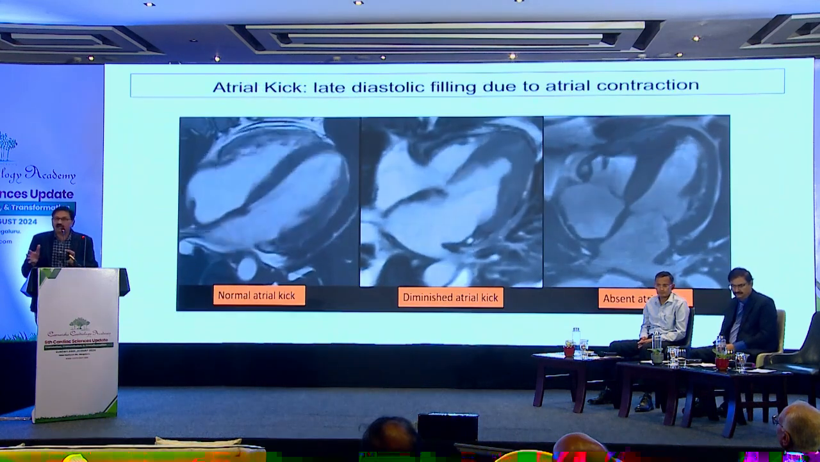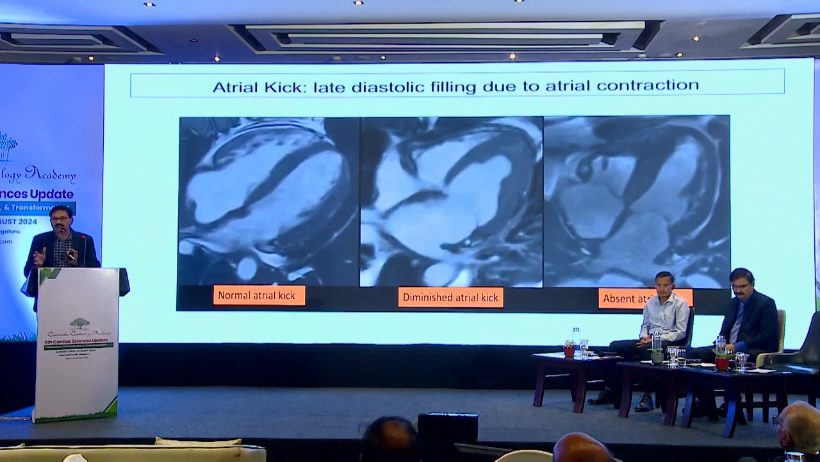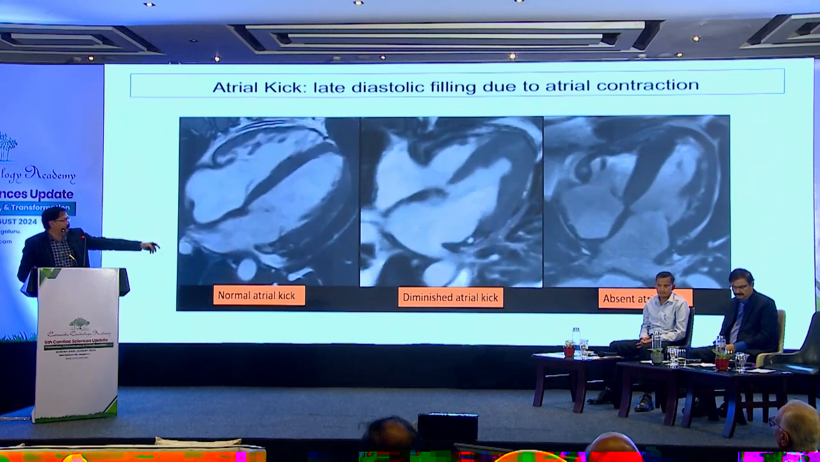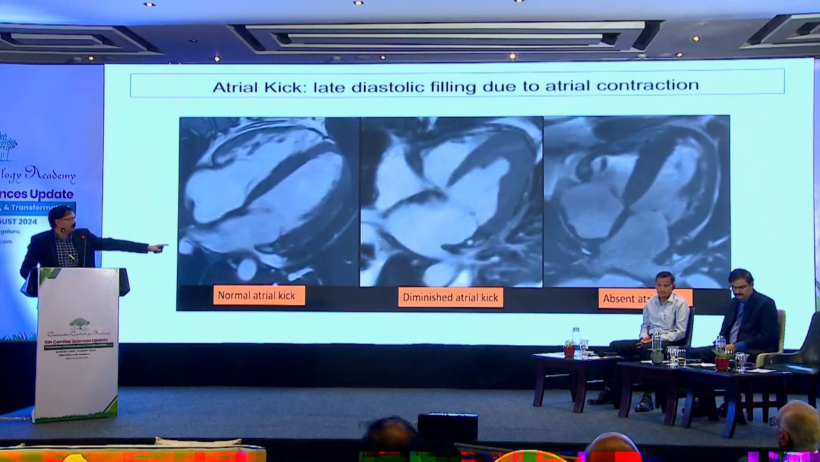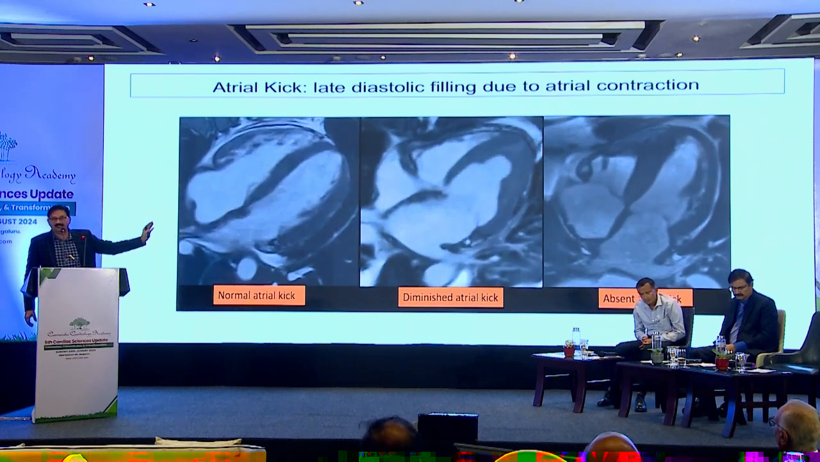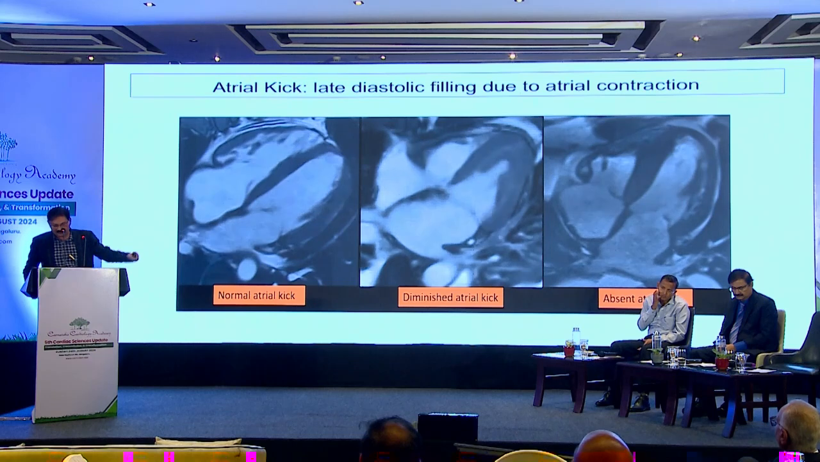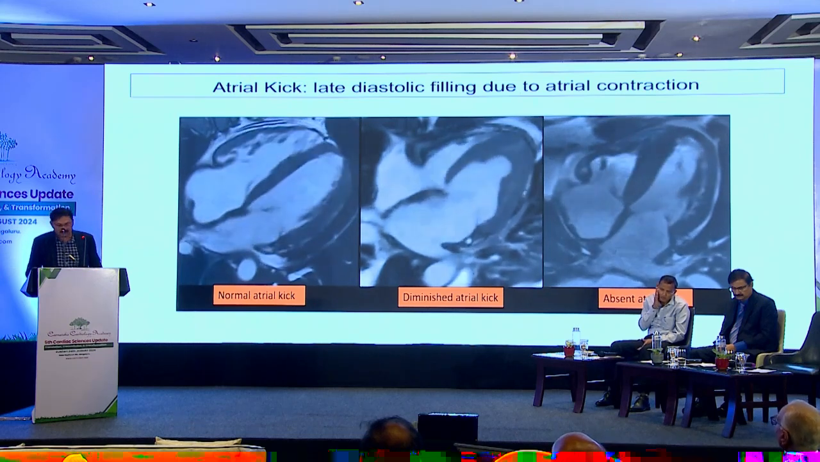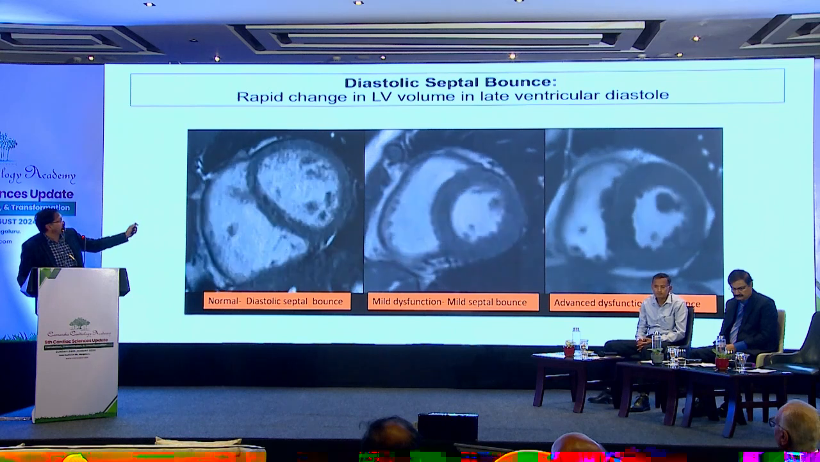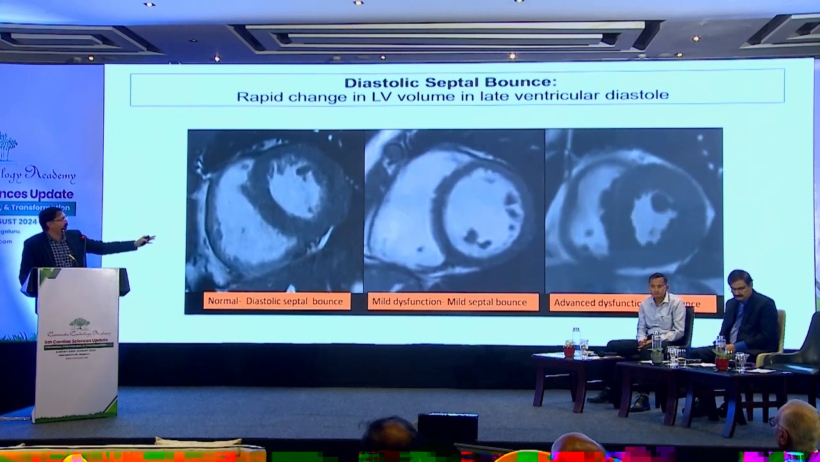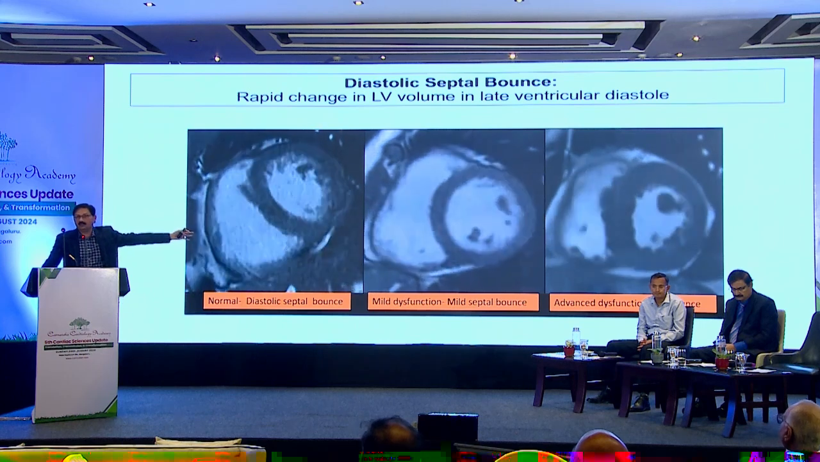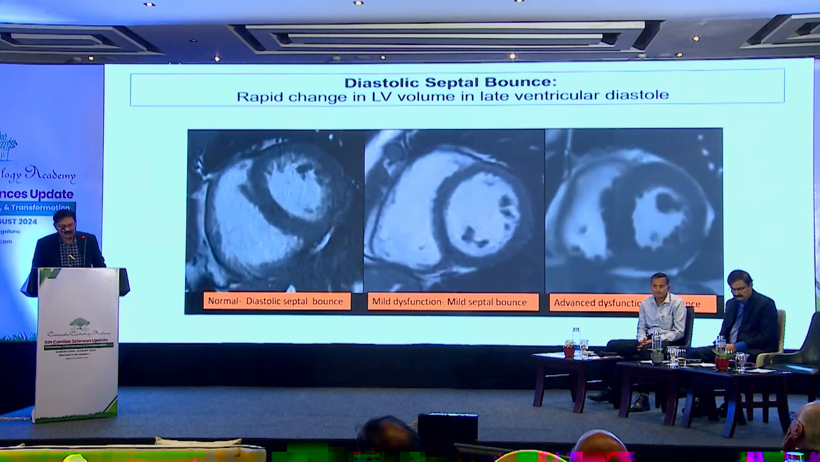And this is something called as atrial kick, which you can see on an echo as well as on a cardiac MRI. If you see the way in which it is normal versus diminished versus absent. So that the panel 1 is heart failure with preserved ejection fraction in a stage of reversibility, and the last panel shows that it cannot be reversed. Your patient is out of hand. Similarly, if you see the diastolic septal bounce, it is a rapid change in LV volume in late ventricular diastole. So again, the progression, mild versus advanced. Clearly, you can see the difference on a cardiac MRI.